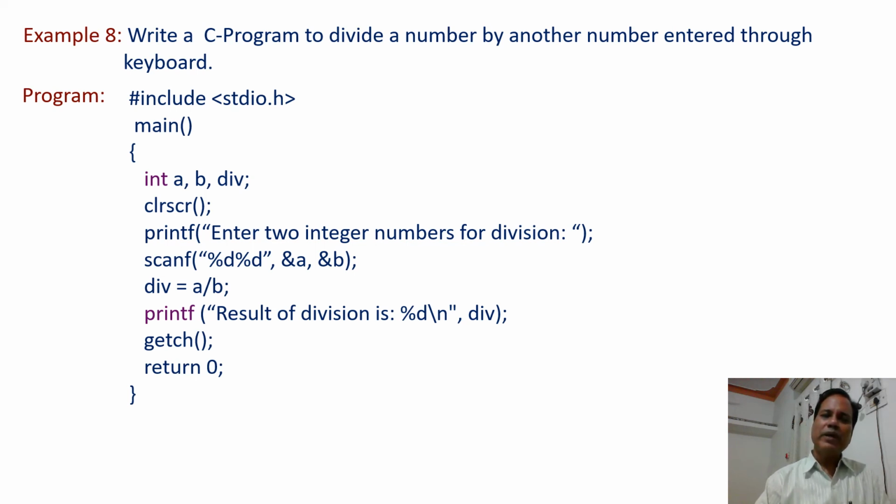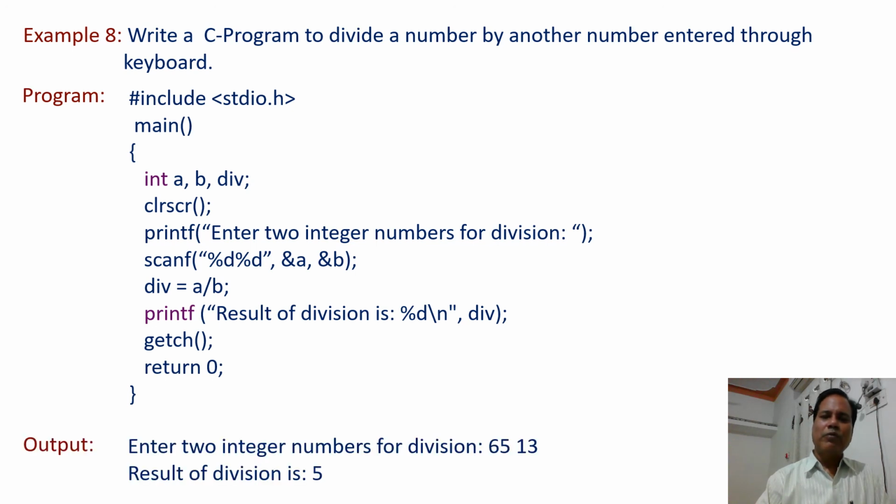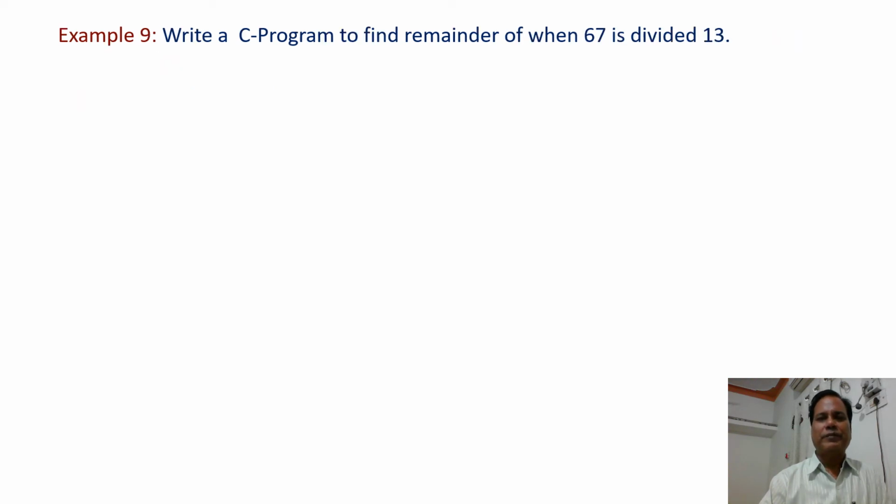Whenever we run this program, we will get the result like this one. Enter two integer numbers for division. At this point, after the colon, the cursor waits until we enter the two numbers and press the enter key. This time we enter the two numbers 65 and 13, and once we press the enter key, our result, that is result of division is 5, is displayed.